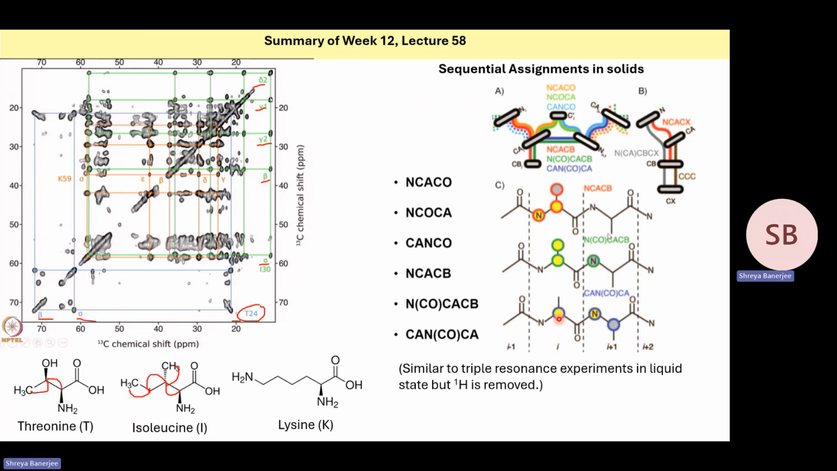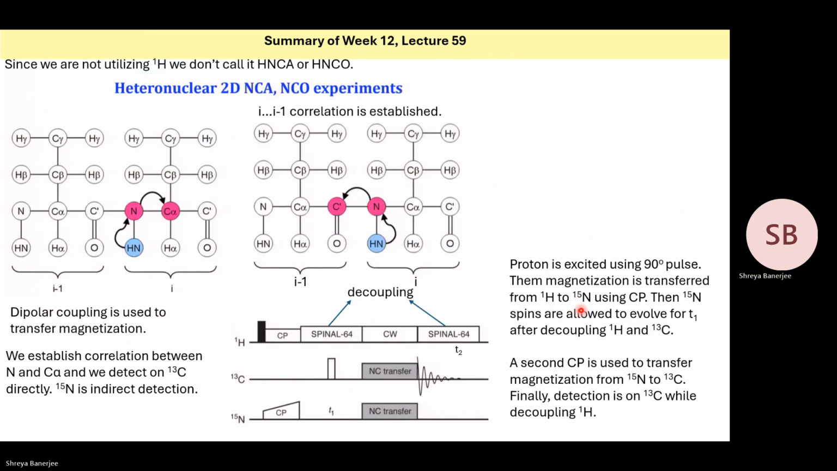So starting from C alpha, you can jump to N of the I plus first residue, and then from this N you can go to the C alpha of the I plus first residue again. So this is correlating the C alpha I plus 1 and N I plus 1. So these are different 3D experiments that can be done in the solid state.